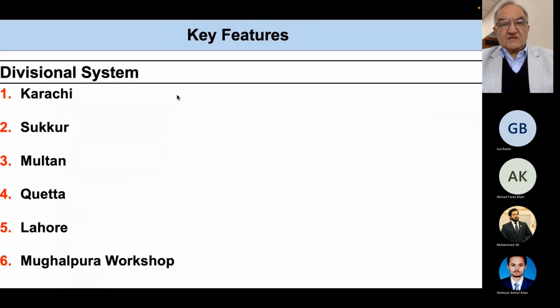There are plans. So as I talked about the divisional system, as I said, Karachi, Sukkur, Multan, Quetta, Lahore, and Moghalpura workshop. Each one of them, and Peshawar, of course.